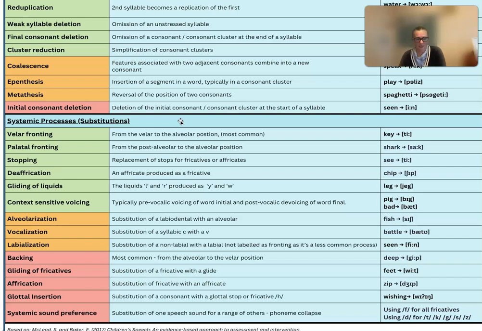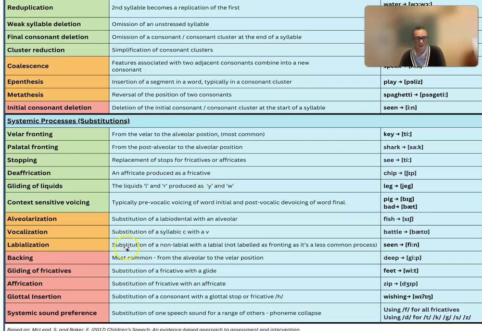So you've got alveolarization, which is basically what it sounds like. So you are making a labiodental into an alveolar. So the f sound is going to an s sound there. Then vocalization, which you hear quite often, I think, in certain accents anyway. Substitution of a syllabic consonant with a vowel. So on that example there, it's the l, which is the syllabic consonant. You tend to get l's and n's as your syllabic consonants. So battle going to battoo, bottle going to botter.